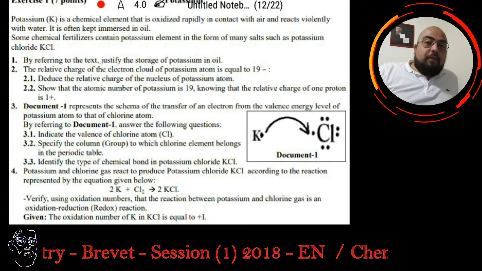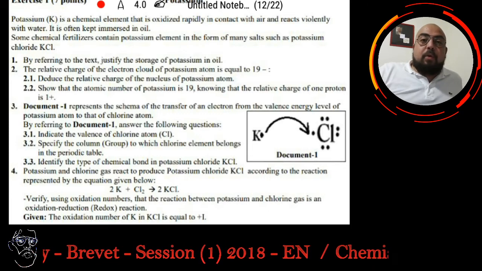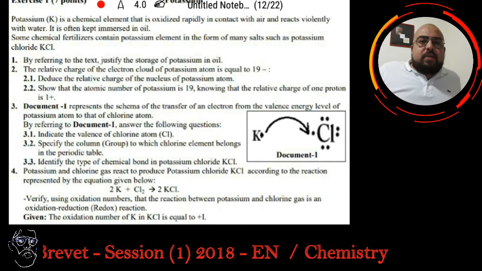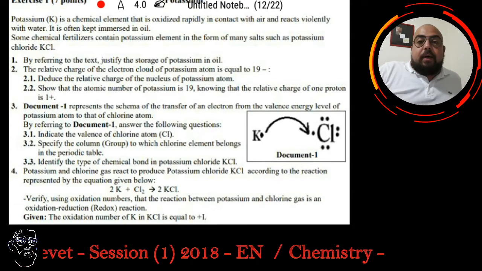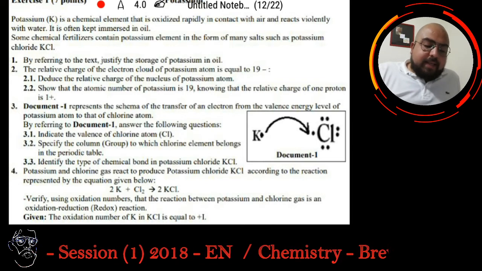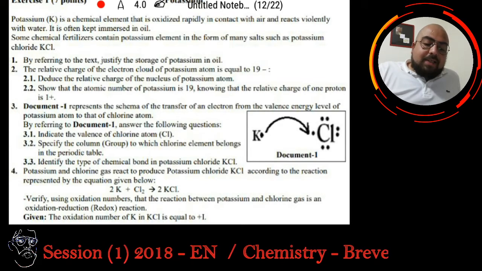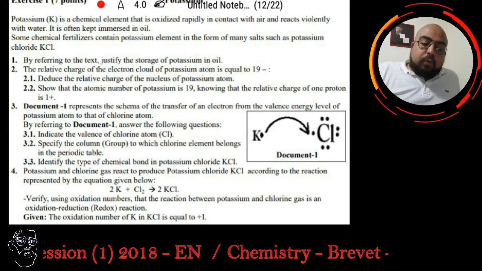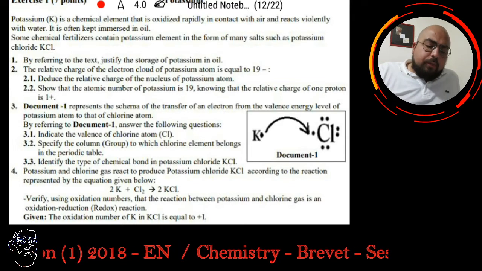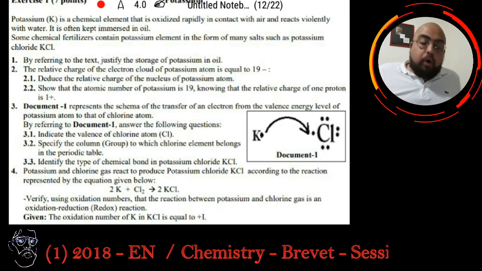Today I'm going to solve the first exercise from the first session 2018 chemistry. It's an exercise related to the part related to atoms. So let's start. Potassium K is a chemical element that is oxidized rapidly in contact with air and reacts violently with water. It is often kept immersed in oil.